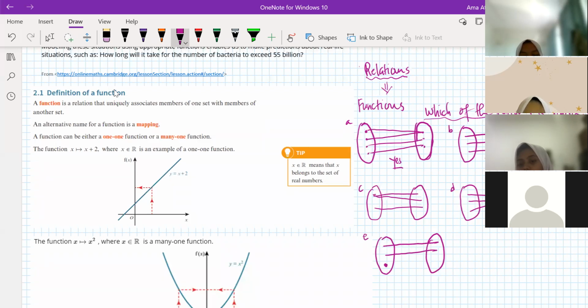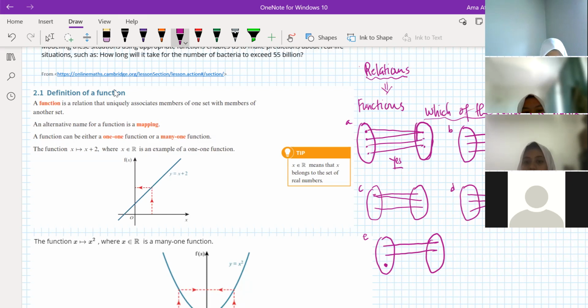Arifa, number C, is it a function? Arifa? Yes, Miss. I think. Yes, maybe. So I would just write what you have answered. Yes. Okay.